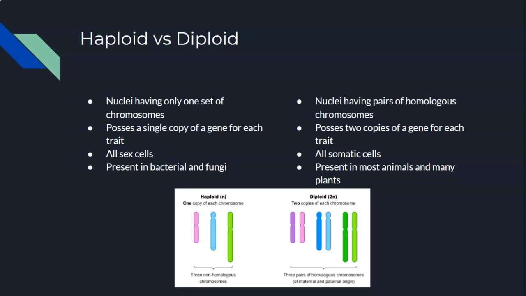So moving into that even further, let's talk about haploid versus diploid. A haploid set of chromosomes is one set of chromosomes. You get one copy of a gene for each trait. Typically that's our sex cells, which is what you know of as haploid, though not always true. It's also present in bacteria and fungi. And then diploid is having the actual pair of homologous chromosomes, so you have two copies of each gene for each trait. These are your somatic cells, your body cells, and it is present in most animals and plants.